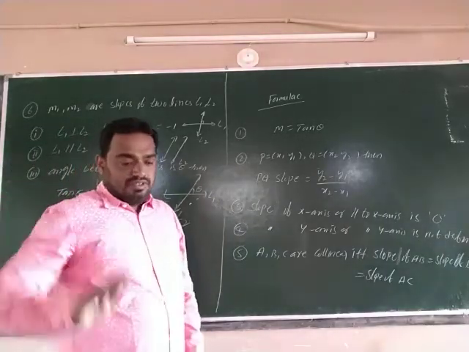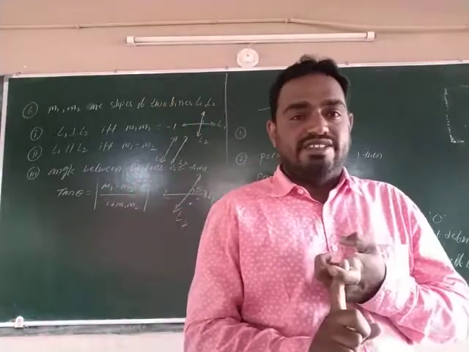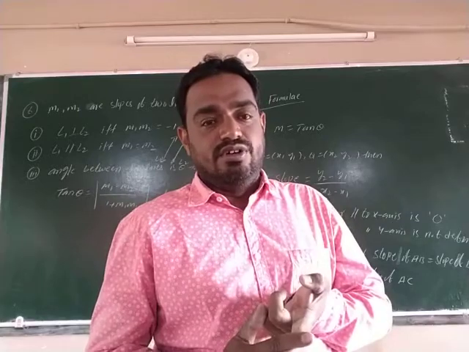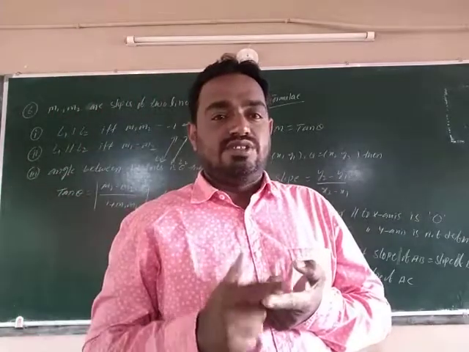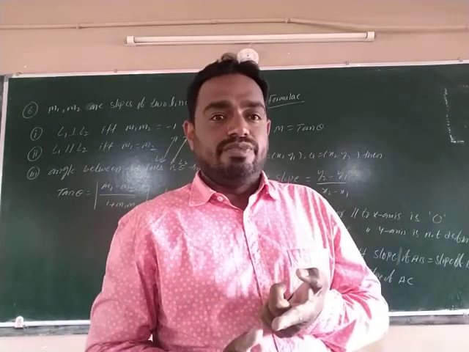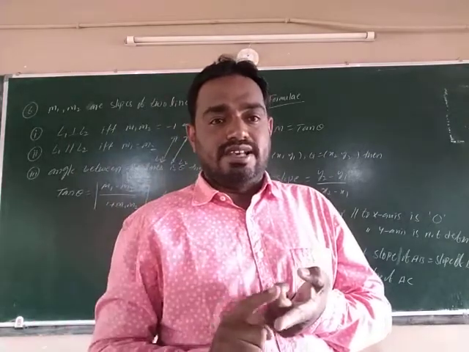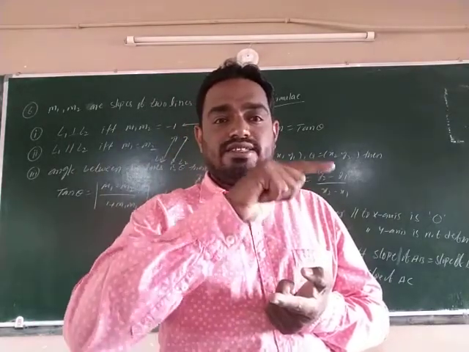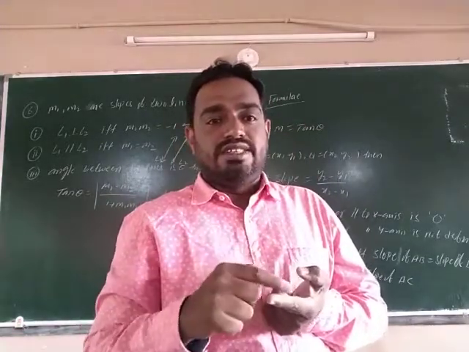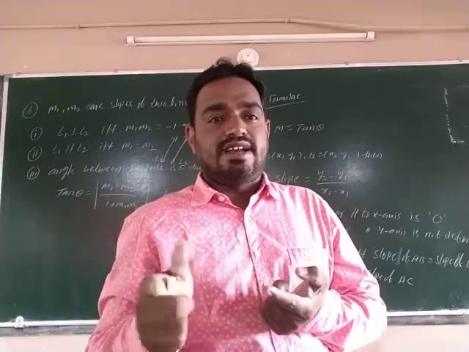And already you know these small things, remember them. The point on the positive x-axis is (x, 0). The point on the negative x-axis is (minus x, 0). The point on the positive y-axis is (0, y). The point on the negative y-axis is (0, minus y). Origin coordinates are (0, 0). First quadrant point is (x, y). Second quadrant point is (minus x, y). Third quadrant, both are negative, (minus x, minus y). And fourth quadrant is (x, minus y).